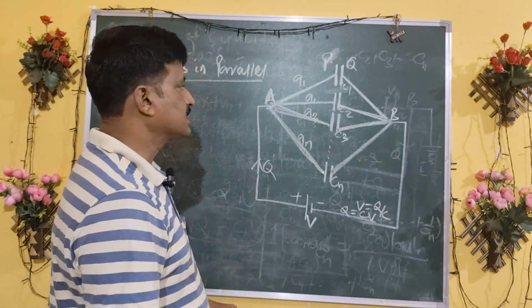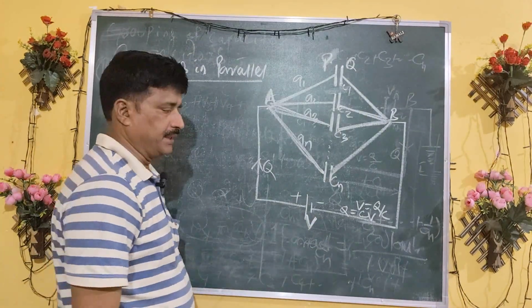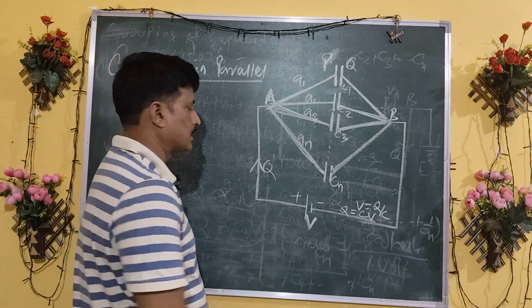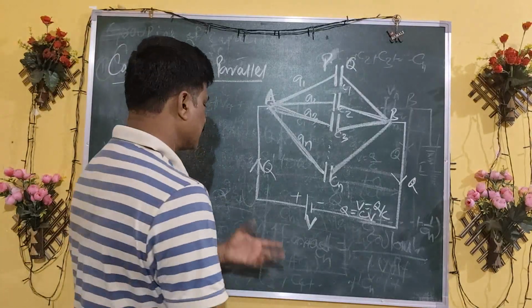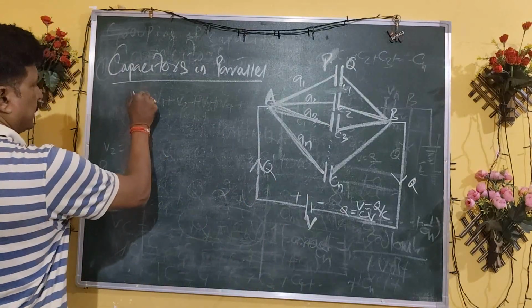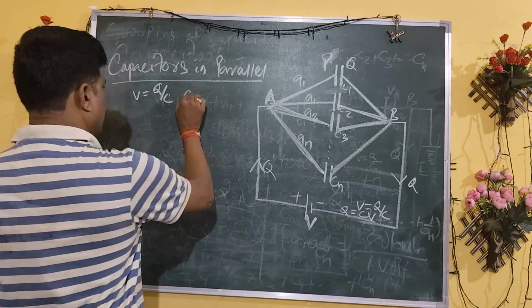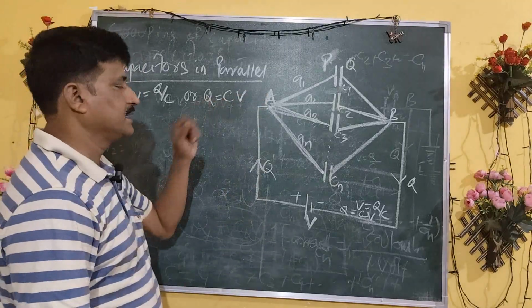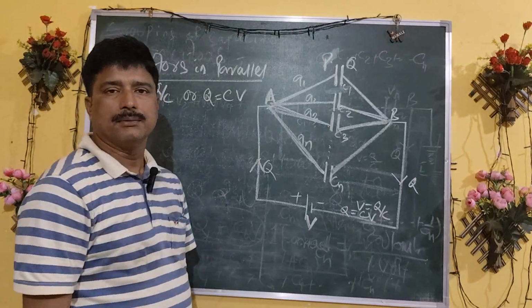Now this is a parallel connection and the potential difference we have maintained is V. The amount of charge flowing through the circuit is Q. That means Q amount of charge is flowing through this circuit. As we know, V is equal to Q by C, or Q is equal to C into V, where C is the capacitance of the capacitor, Q is the charge, and V is the potential.